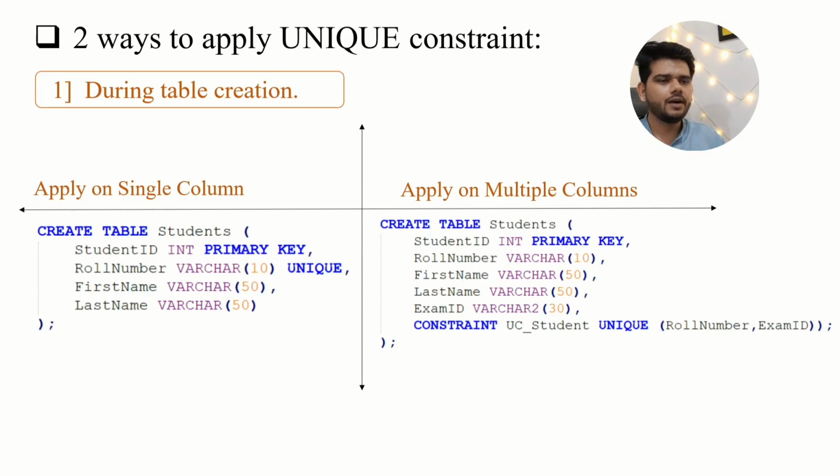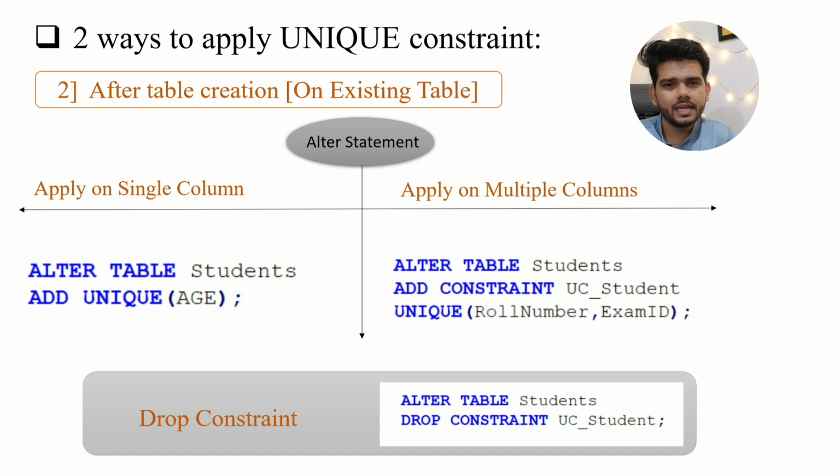First we can see how the unique constraint is applied on a single column. We have this syntax. By specifying unique after the roll number column, we are saying that the roll number cannot be duplicated and it will always be unique. And the second is the application of the unique key constraint on multiple columns. We have this syntax, and by specifying UC underscore student as a constraint name, as a unique constraint on the roll number and exam ID columns, we are saying that the combination of roll number and the exam ID will always be unique. Now move on to the second way, that is altering a unique constraint after the creation of the table.